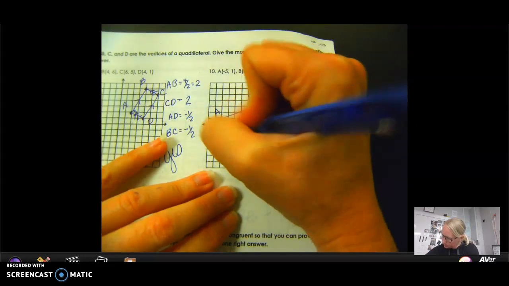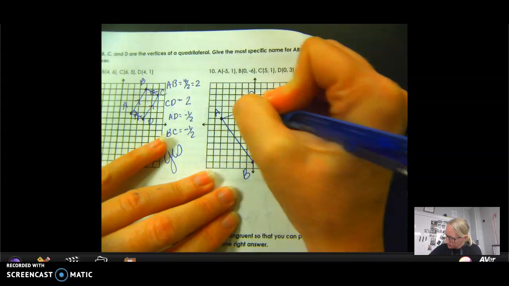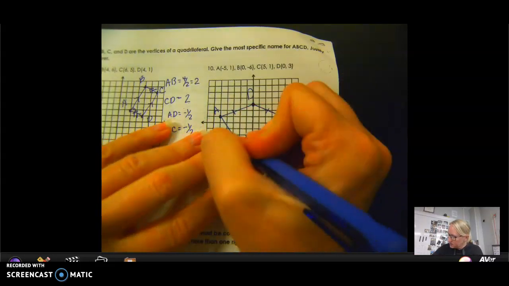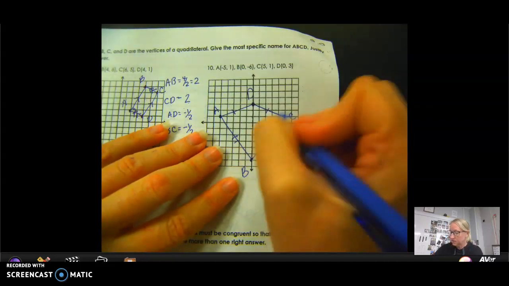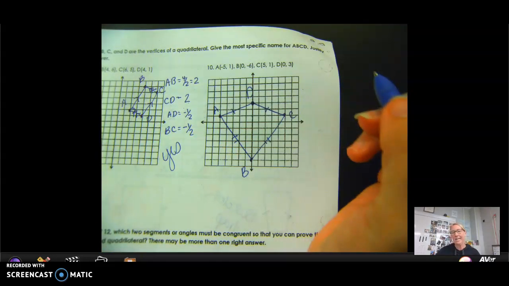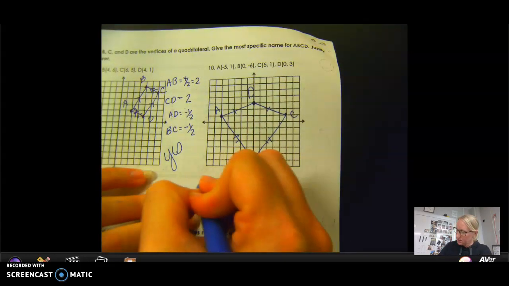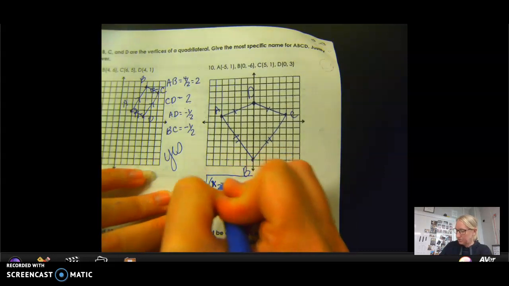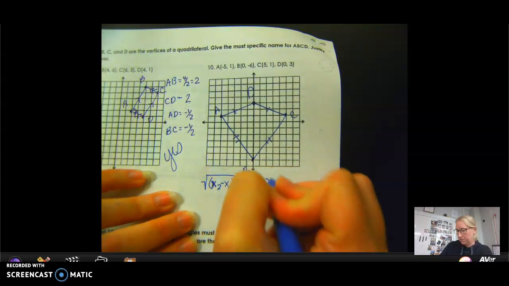Let's see what this looks like. Oh, that kind of looks like a kite, right? This kind of looks congruent to this. This looks congruent to this. And those angles look like they're congruent. So to prove that it's a kite, I'm going to find the lengths of each of these. So remember, distance or length is the square root of x2 minus x1 squared plus y2 minus y1 squared.